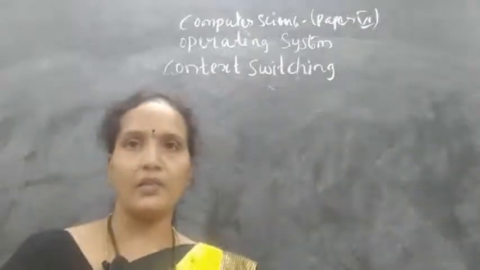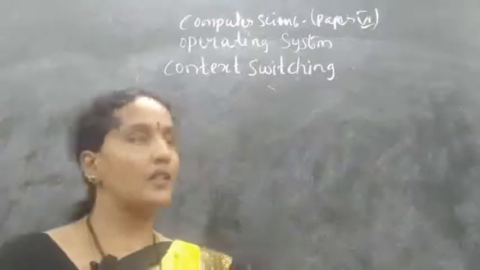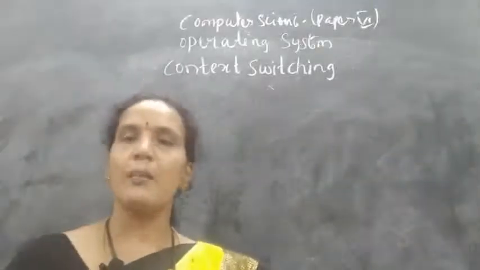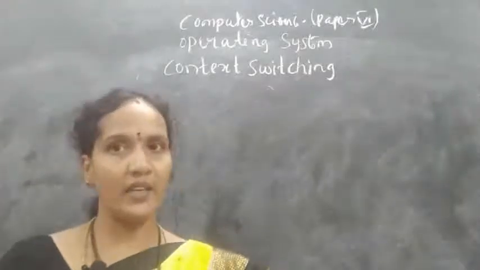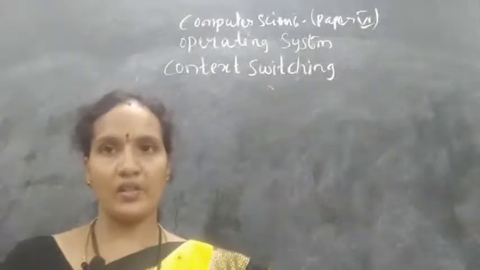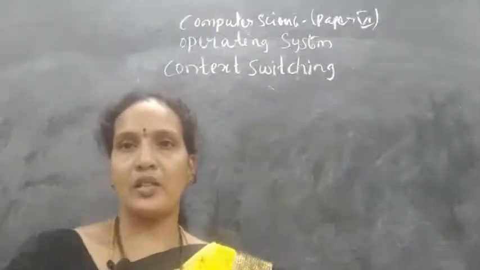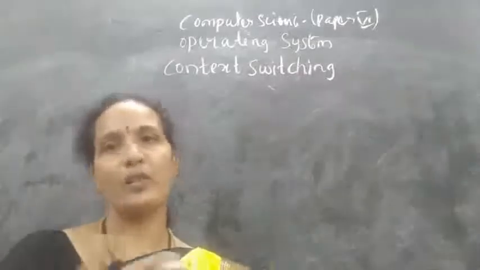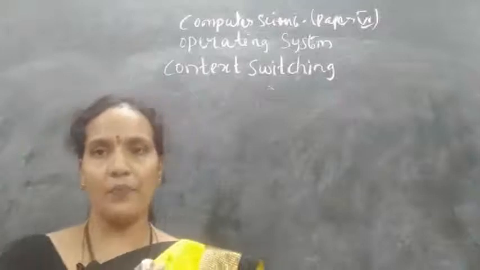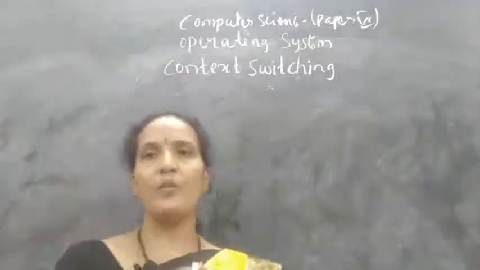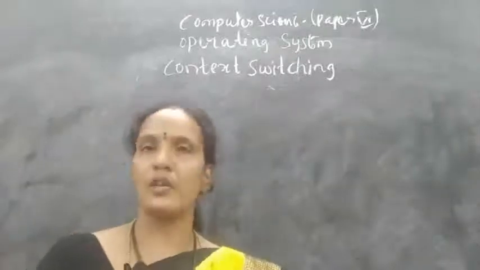Already we have completed what is the process, process states, and process scheduling. Okay, what is the process? A process is nothing but a program in execution. How many states do we have? Ready state, running state, waiting state, suspended state, blocked state. When the process moves from one state to another state, the state of the process will change. To know the information about the process, the operating system uses the process control block. That also we have already completed.